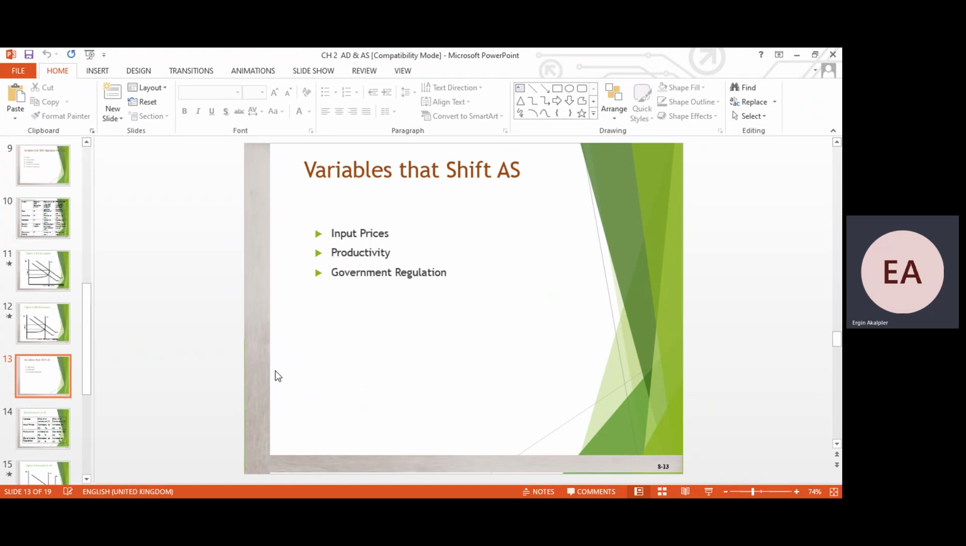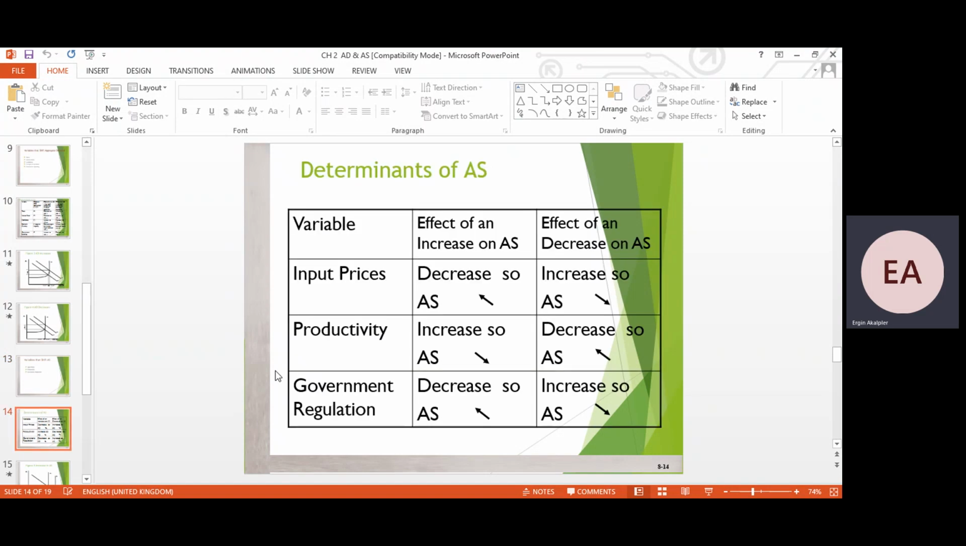aggregate supply will either reduce, or the prices will shift to a higher level, which also negatively affects the whole economy. These higher prices will stagnate and reduce the aggregate demand, and as a result, in the next season, the aggregate supply curve is expected to also reduce. Determinants which are affecting the aggregate supply. When we look at the determinants here, the variables given are: input prices, productivity, and government regulation.